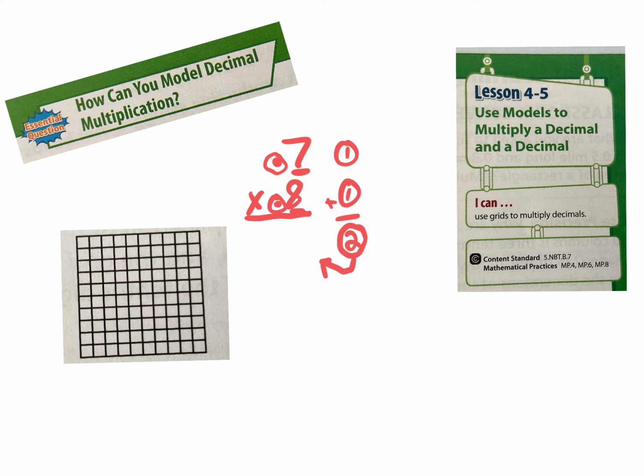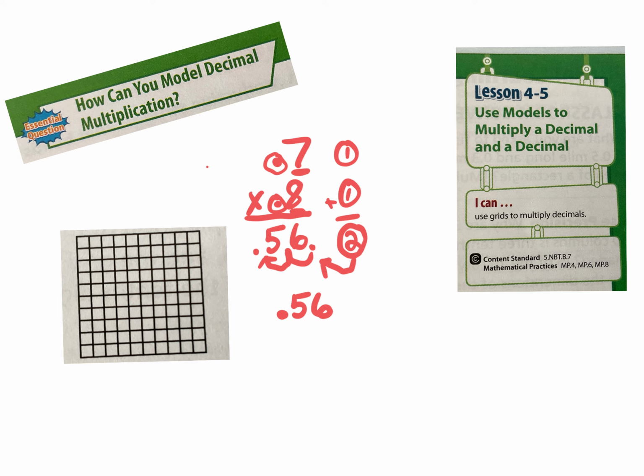So 8 times 7 is 56. And the decimal point would move once and twice, which would give us a final answer of 0.56 or 56 hundredths. Now, how would we use this grid to show this? Well, let me show you how much fun this is.